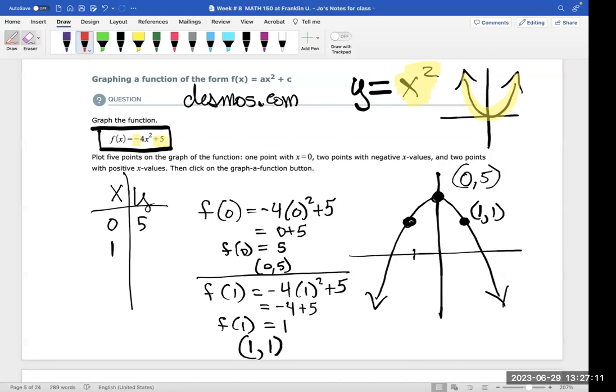Now, if I input a -1, then I would have -1 squared. Well, -1 squared is 1. 1 times -4 is -4. So even if I input a -1, my function is going to output a +1. So I know that this point -1, 1 is also a point on the graph. I know the vertex is 0, 5. My line of symmetry is here at x equals 0. All kinds of information you'll need to know in college algebra.